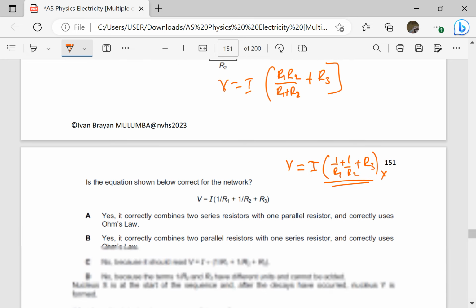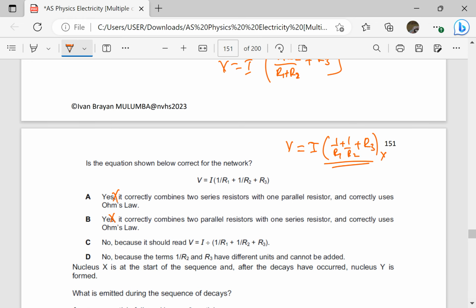So when you see yes, that is wrong because the equation is not correct. No, because it should be I divided by 1 over R1 plus 1 over R2 plus R3, I divided by instead of multiplication, so that is still wrong. And if I say I divide by this, it is still wrong. It doesn't give me this equation here. So the answer is going to be D.